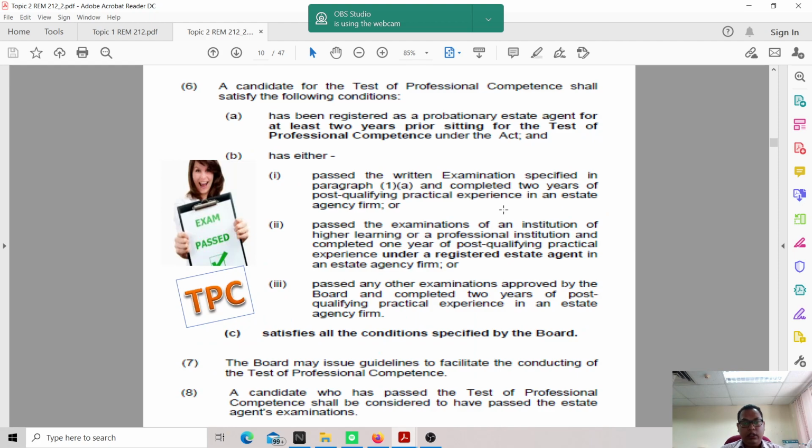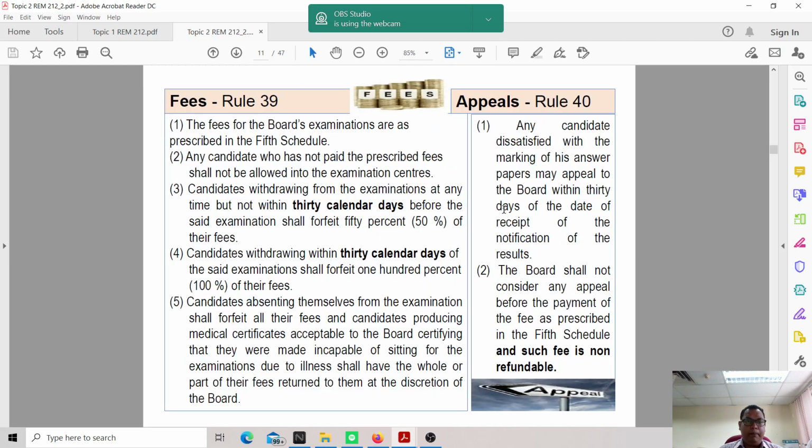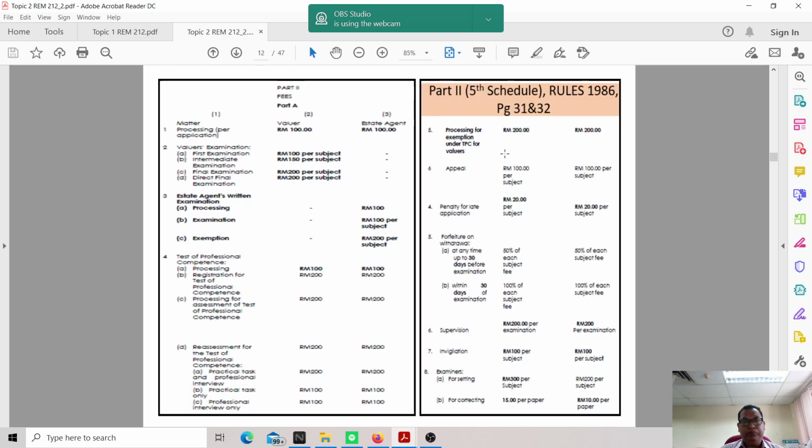Okay, so this is the way for us to become a probationary estate agent, then complete the assignments needed, and then go for TPC. After you have passed all of this, then you can become a registered estate agent. For the examination fee, you can read through here, and the appeals regarding the examination are also located under rule 40.